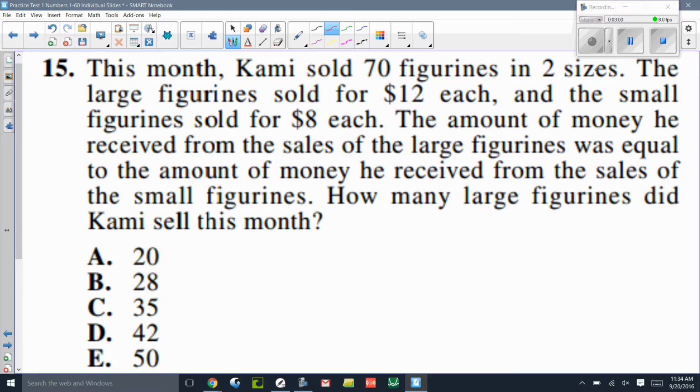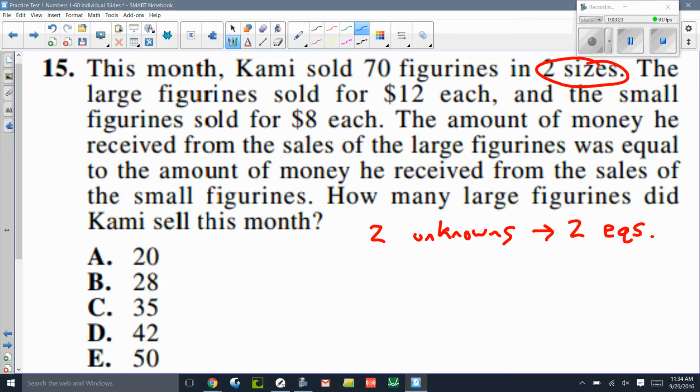So in this case, we have 2 sizes right here. We're trying to figure out how many of each. So we don't know how many of the small, how many of the large. So we have 2 unknowns. With 2 unknowns, you must have 2 equations to solve. That's just kind of a general rule. If we had 3 unknowns, we would need 3 equations, etc.